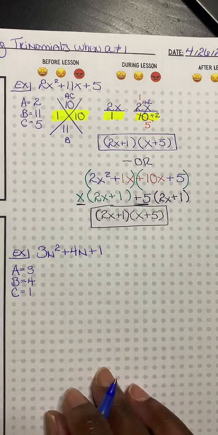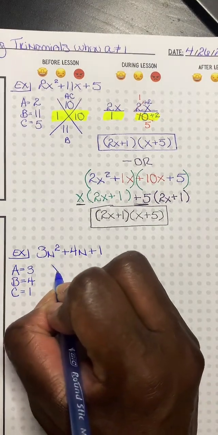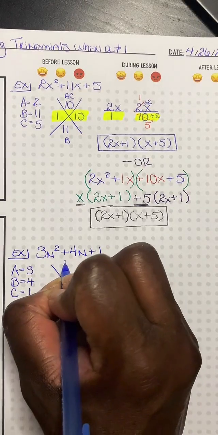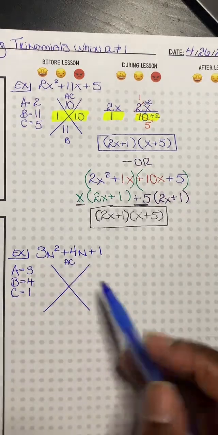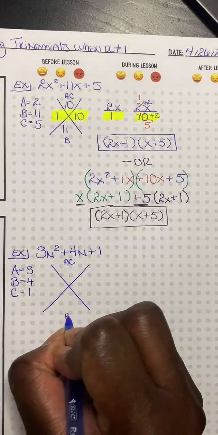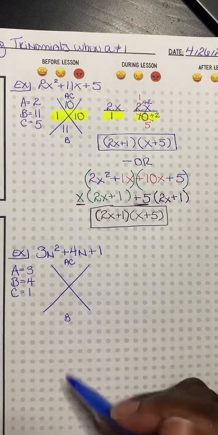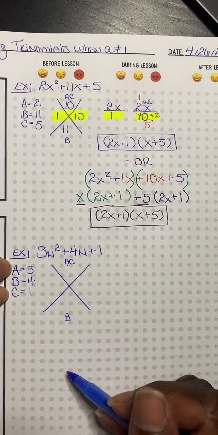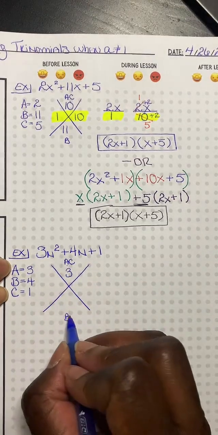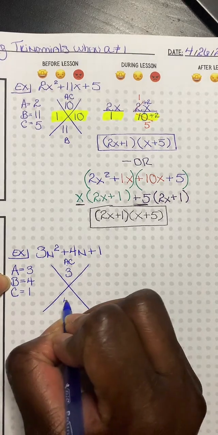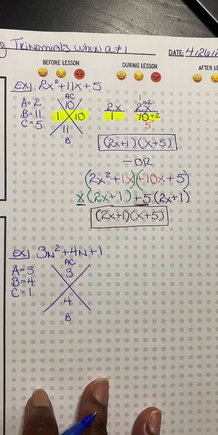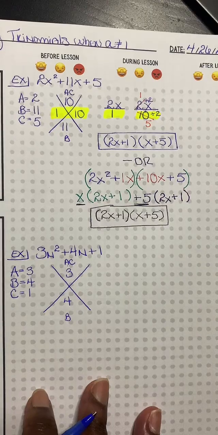Good. So now, going right into the cross. What's going to go up here in this section is we multiply your A and your C and put the answer in this top section. Then we rewrite the B and put it in this bottom section. So A times C, that means 3 times 1, gives me a positive 3. My B is a positive 4.